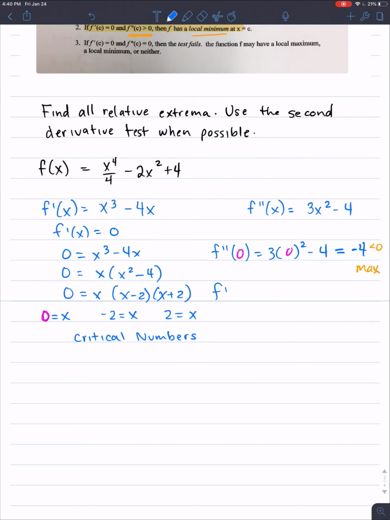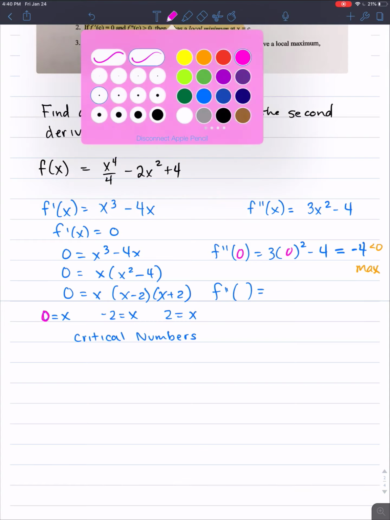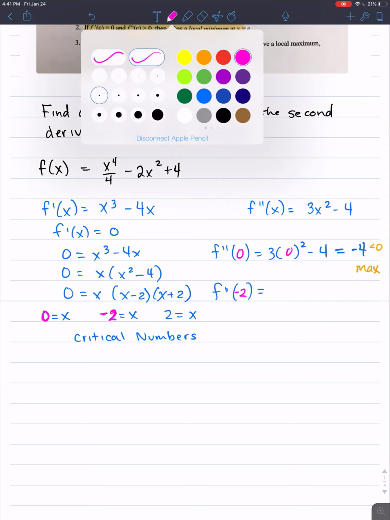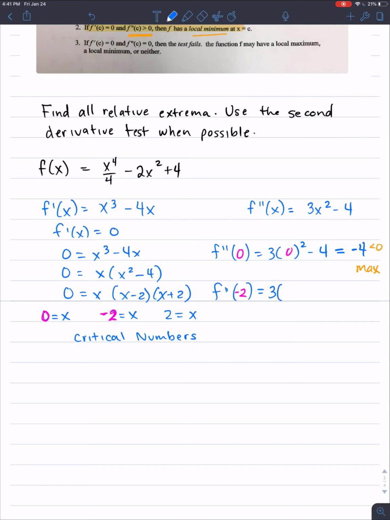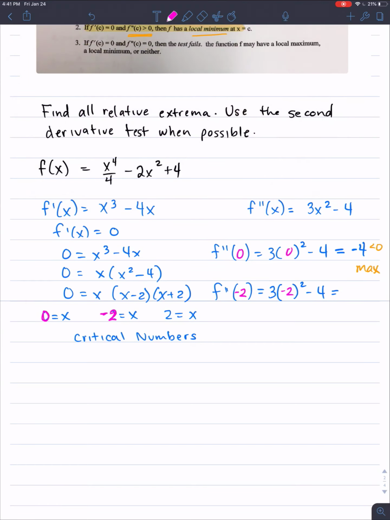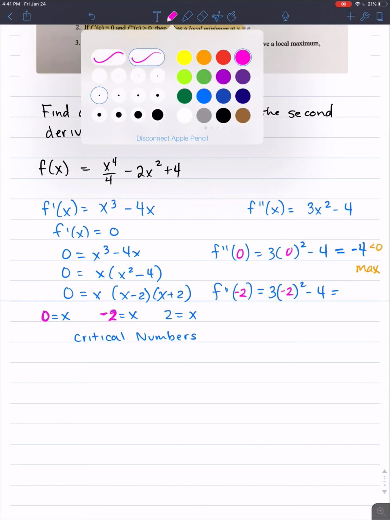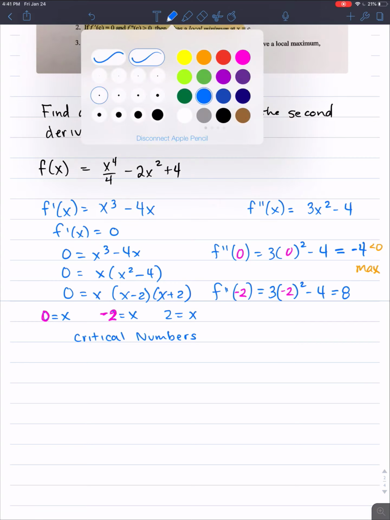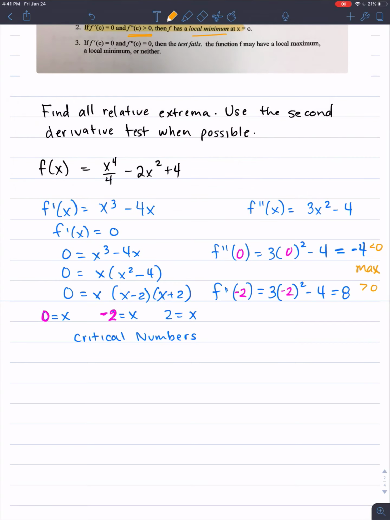We're going to test the second derivative at all the critical numbers. So this time I'm going to test it at negative 2 and see what we get. So we'll have negative 2 plugged into that. Simplify it, and we get an 8. 8 is a positive number, and a positive number is greater than 0. Since it's greater than 0, by our theorem, we're going to have a minimum value there.